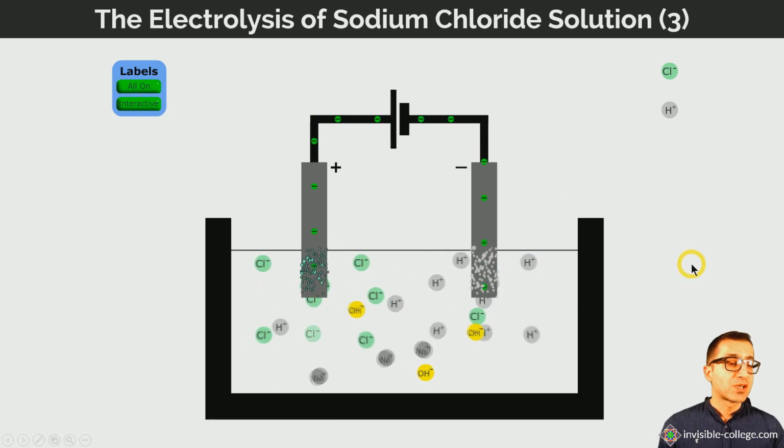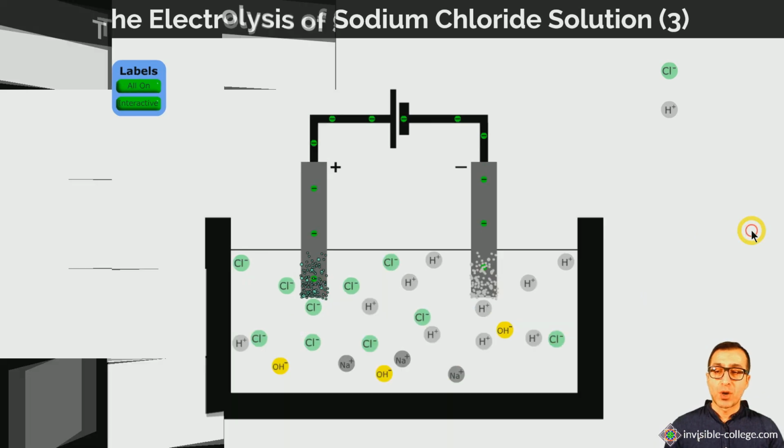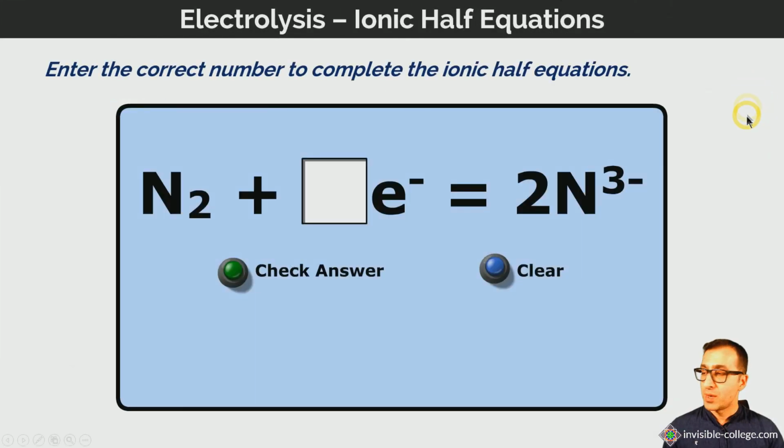So here are a couple of examples of half equations for you to have a go at, and I will pause after each one. So here is the first one. We've got nitrogen. So how many electrons need to be accepted by this nitrogen gas molecule to form two N3 minus ions? So I'm going to pause here and let you have a go at this one.